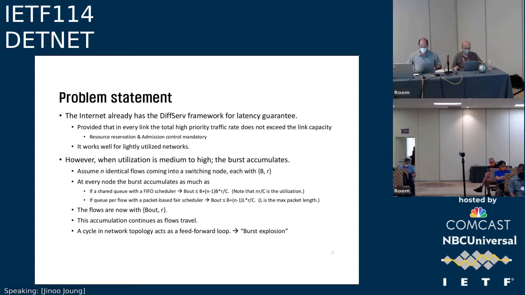the B out here is the flow's burst size out of that node. So anyway, the burst becomes larger. But you can see that the burst out is a function of the utilization and a function of the other flows' bursts, or sometimes a function of the other flows' maximum packet length. So they can vary a lot, but anyhow, they increase. Now the flows are with new parameters B out and R, and this accumulation continues as flows travel.